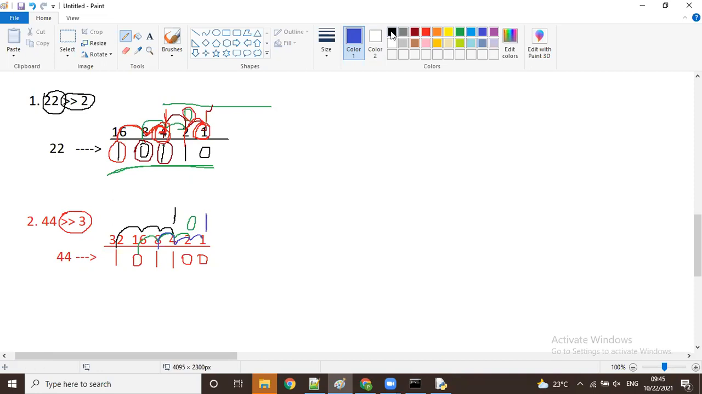The next one is, observe here. This one, right, moving 3 places. So place 1, place 2, place 3.